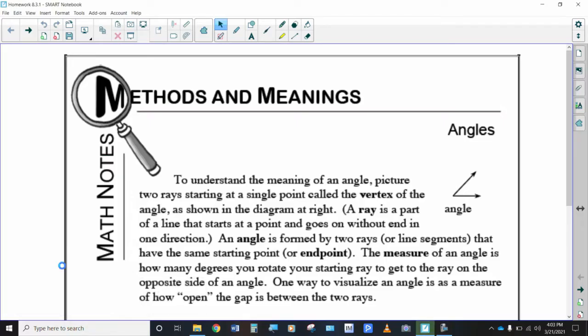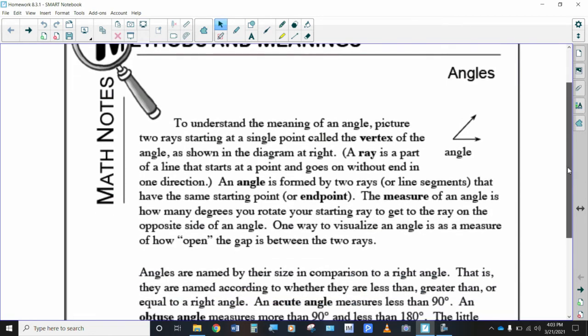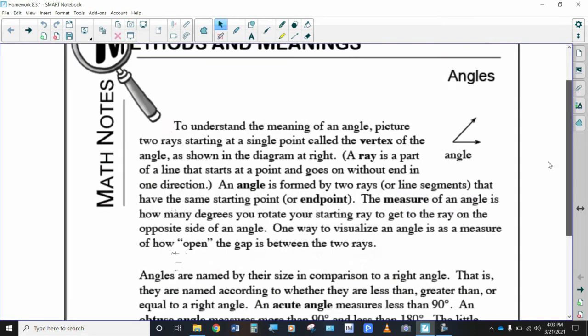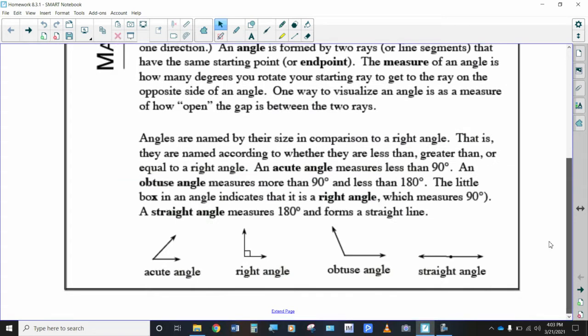Alrighty, let's take a look at our homework for lesson 8.3.1. We're going to start with our M&Ms, which covers angles. And so everything we need to know about how to classify angles will get you down here.